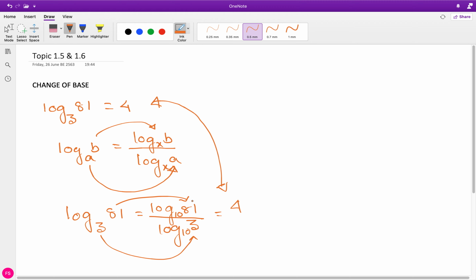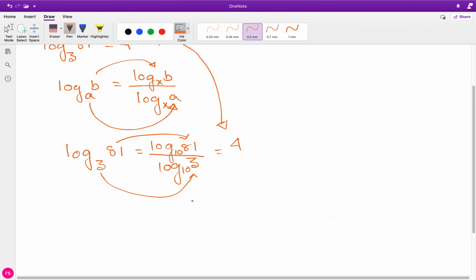Now the question is, why do we need to change the base? Because most calculators don't let you change the base. They have functions of log, if the base of that log is 10, which is also known as the common logarithm, and the functions of log with the base of e, which is called the natural logarithm. So we have this button in the calculator, log, and then we have this. The base of this is always 10 and the base of this is always e.